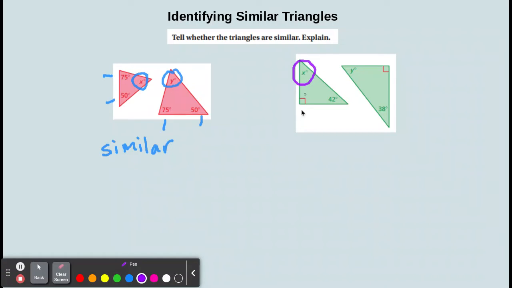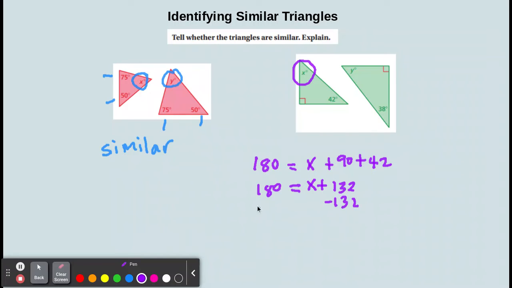Let's solve for x. We know that the interior angles of this triangle should add up to 180 degrees. That means x plus 90 plus 42 must equal 180. Let's combine our like terms. We get 90 plus 42 is 132. We need to subtract it from both sides. So therefore, x equals 48.